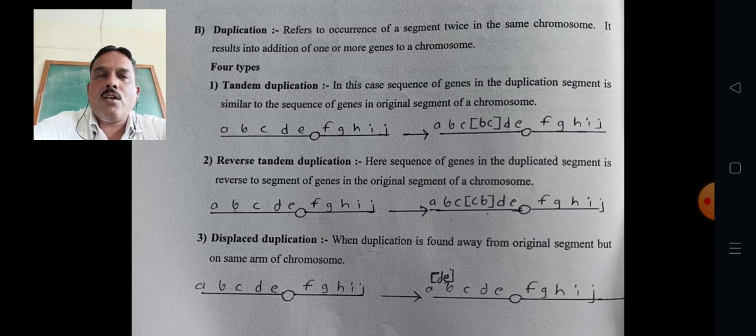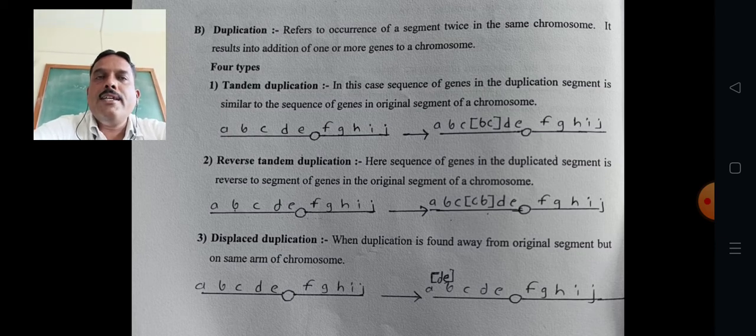On the other arm, the genes may be similar. In case of tandem duplication, the duplication is similar to the sequence of the genes in the original segment, BC, likewise BC which is duplicated. In reverse tandem duplication, instead of BC it will be CB, that is the reverse segment we have to observe in duplication.